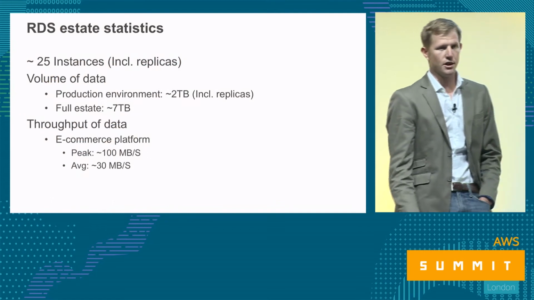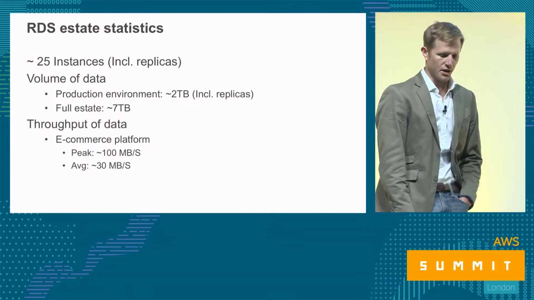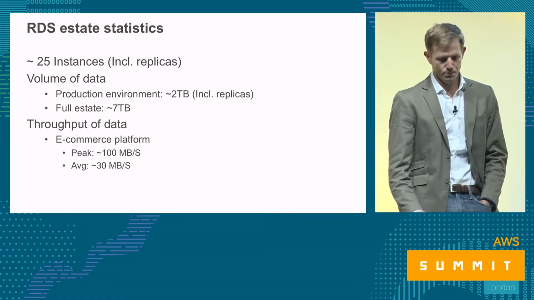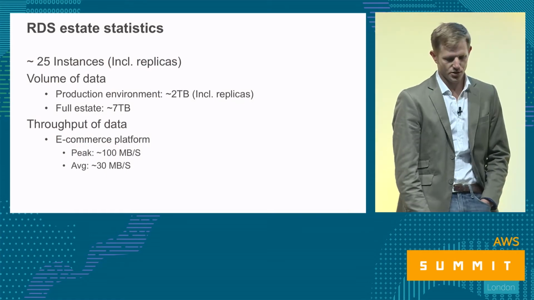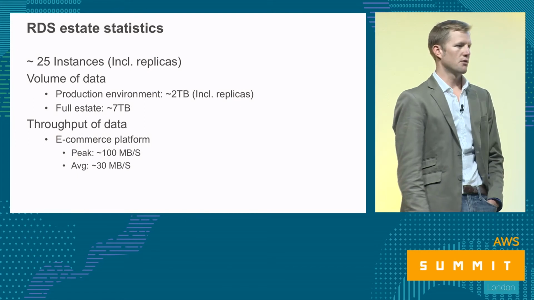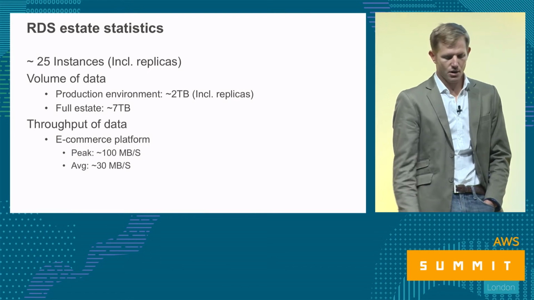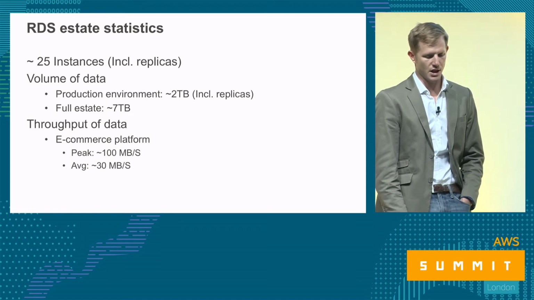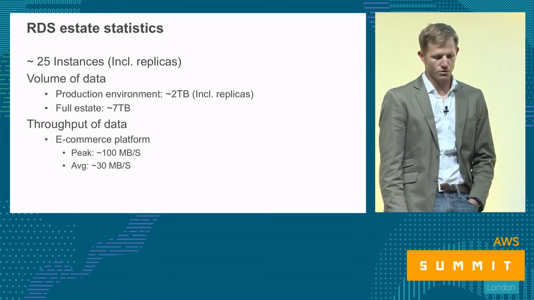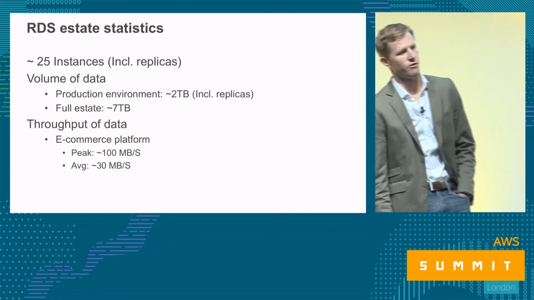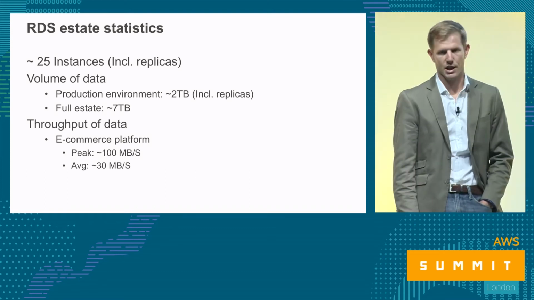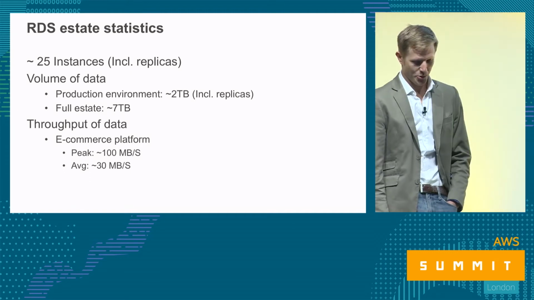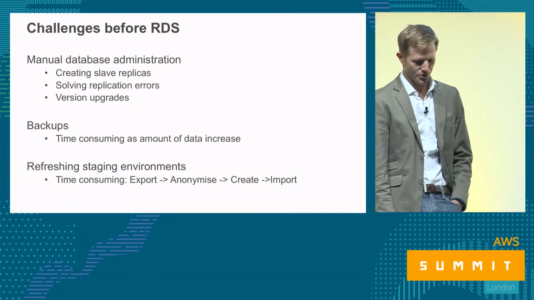So just to give you an idea of our RDS estate, it's not massive, but we're at least putting it through its paces. At any one time, we'll have about 25 instances running, roughly 7 terabytes of data stored across those instances, and in peak periods, doing throughput of about 100 megabits per second. But yeah, it can definitely handle a lot more than that, so good choice for scaling.